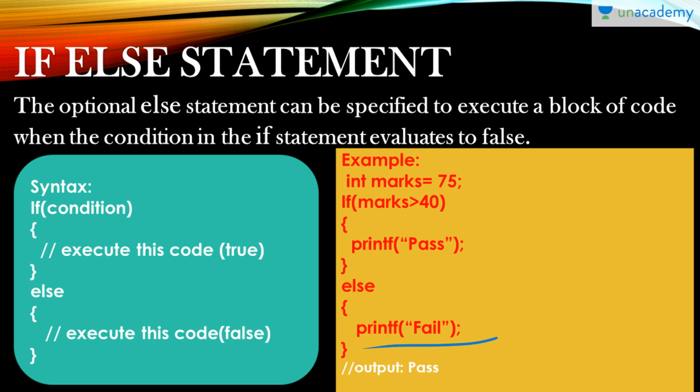So here marks is equal to 75 and 75 is greater than 40. Yes, it's true, 75 is greater than 40, so it will print pass. So this will be the output.